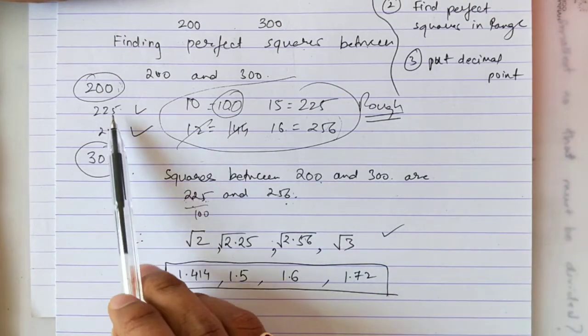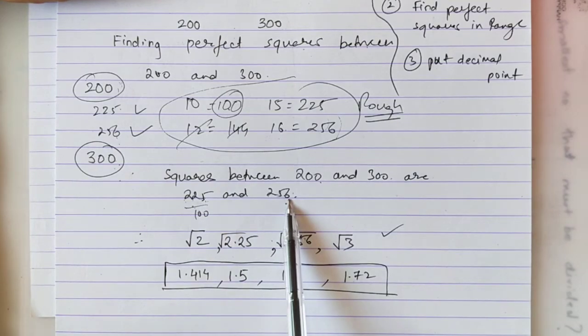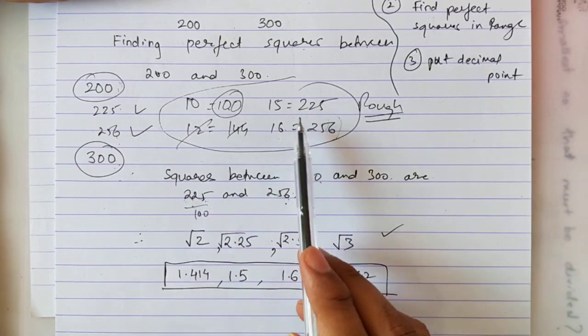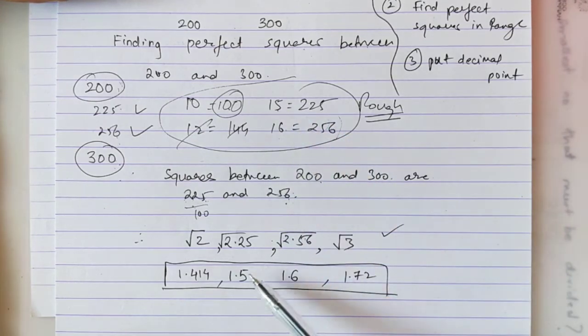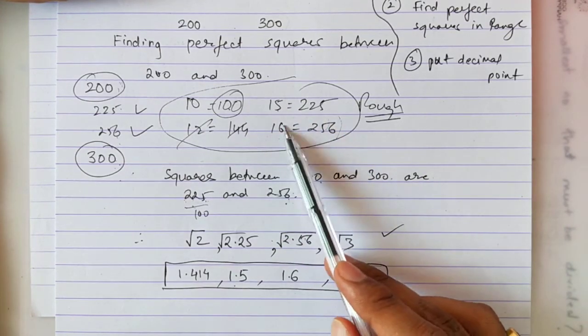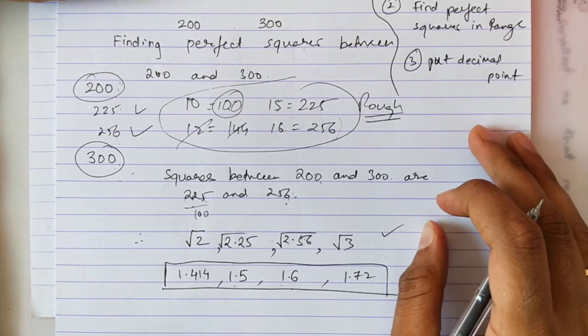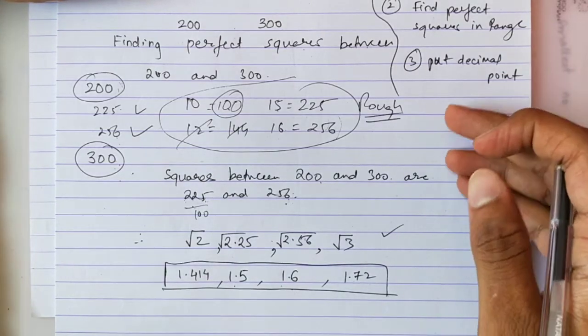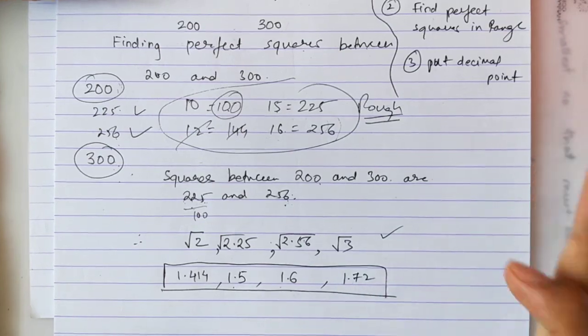I'll repeat. See, whatever two squares you get, you got 225 and 256. 225 is the square of 15 and 256 is the square of 16. So this 15 will become 1.5 and 16 will become 1.6. That is your answer. See, it is very different. You won't be able to find logic in this sum also, but try to remember the steps.